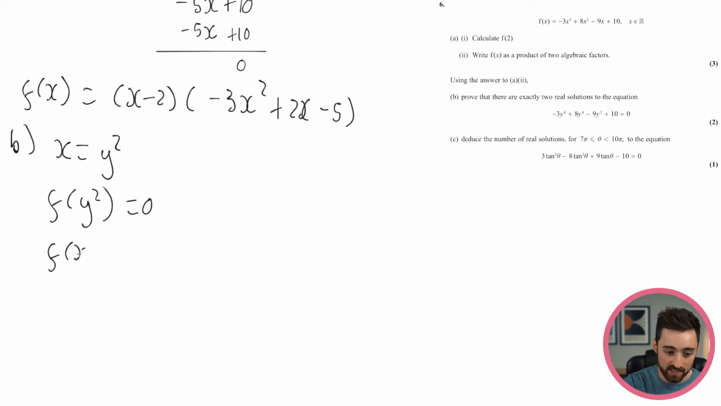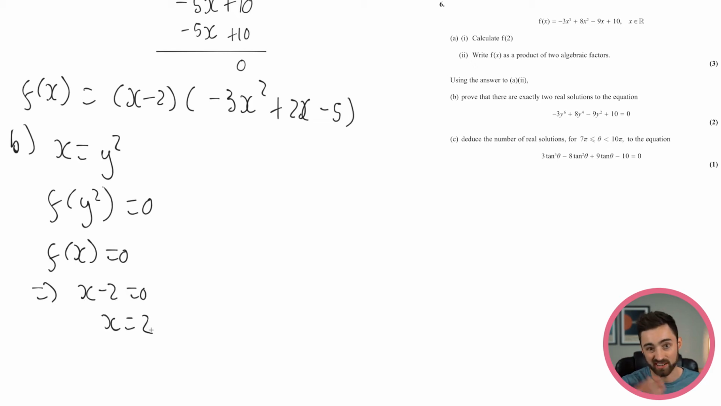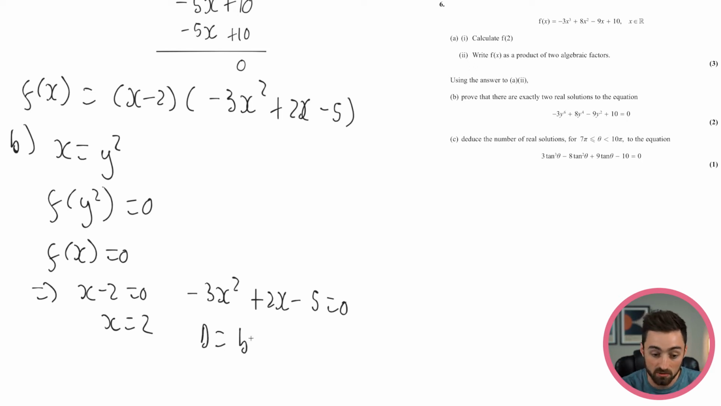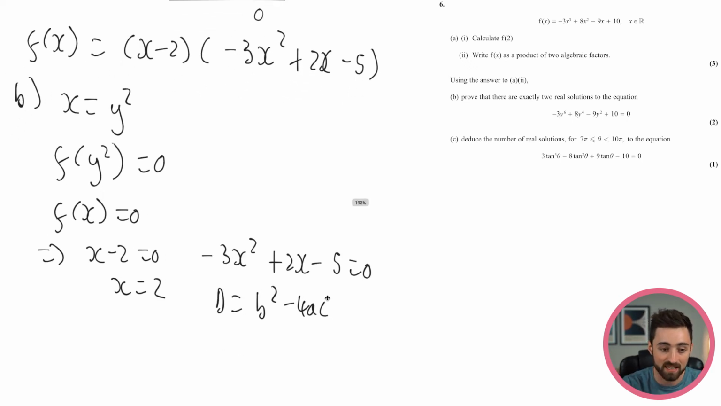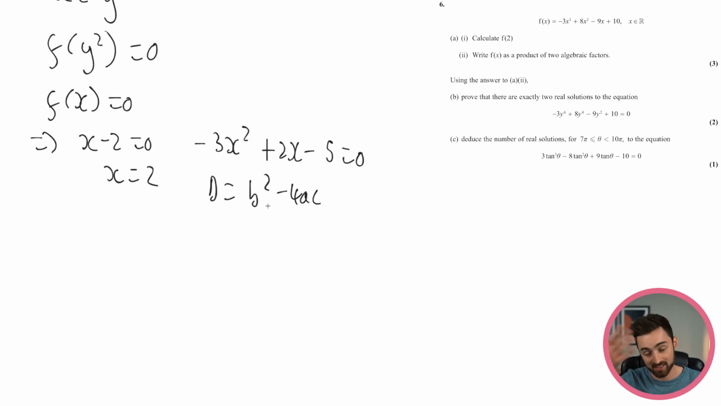So f of x equals zero is going to imply there are two ways I'm going to get solutions. It's either this thing being zero, so that instantly tells us x equals two, I've got a nice solution, or it's going to be this thing equaling zero, minus 3x squared plus 2x minus 5 equals zero. Okay, so if this thing has no solutions, then f of x equals zero only has this one, right? So how am I going to work out the solutions of this? Not even the solutions, how many solutions there are. Well, it's quadratic, so I can use the discriminant. So D, the discriminant, equals B squared minus 4AC, where A, B, and C are the coefficients of the x squared, x, and number terms, respectively.